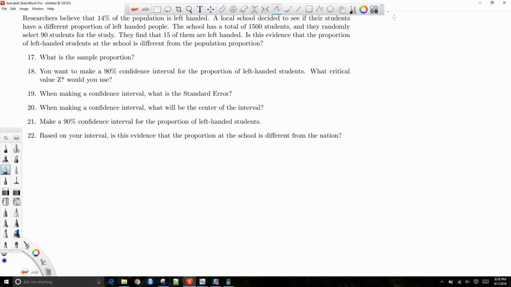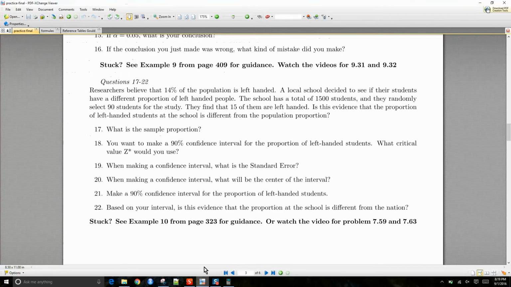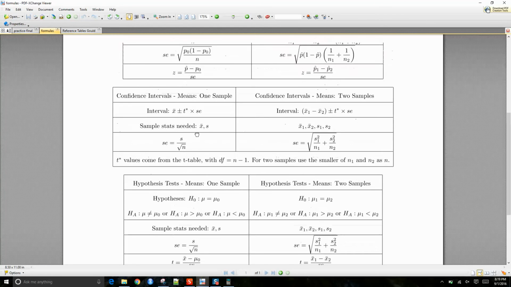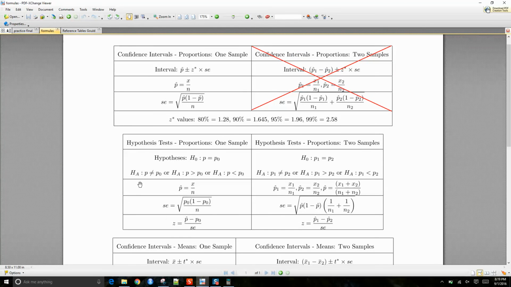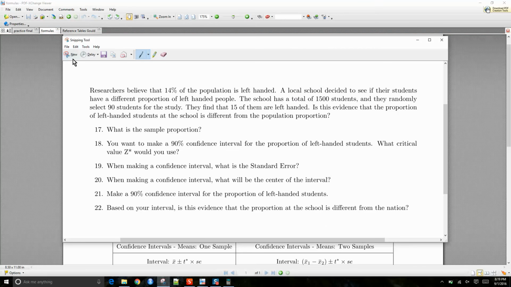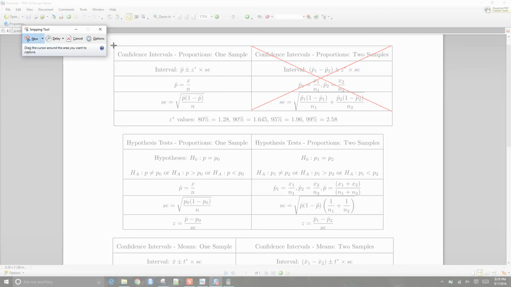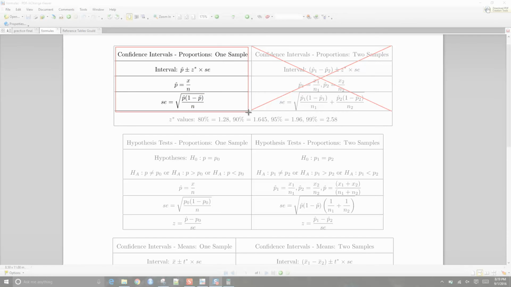Here we see that we're dealing with proportions, and if we look through it, we only see one sample, just one sample of 90 students. As we scan through these questions, we see we're dealing with a confidence interval. So we have confidence interval, proportions, one sample. I'm going to go ahead and pull this segment out: confidence interval proportions, one sample.